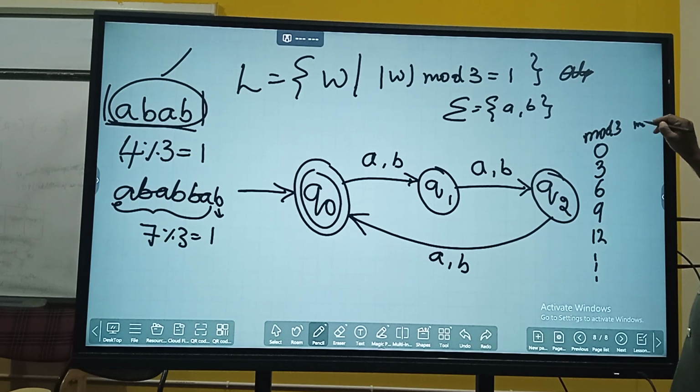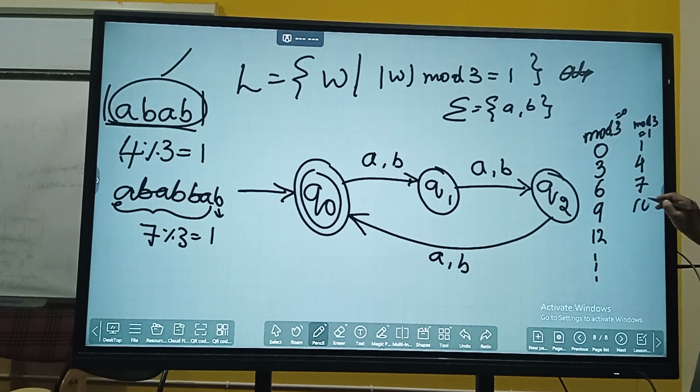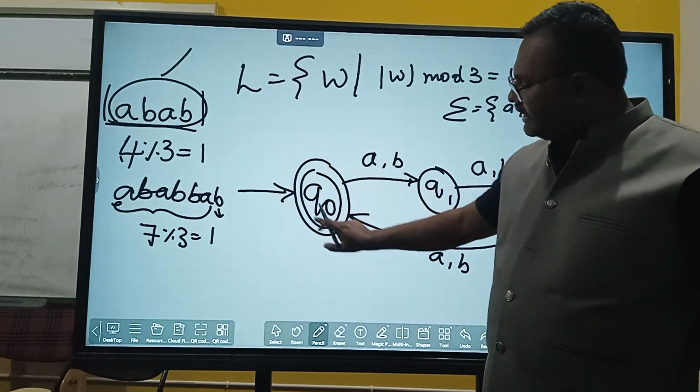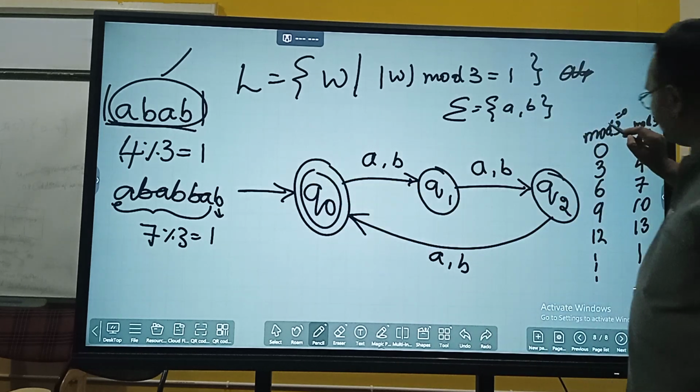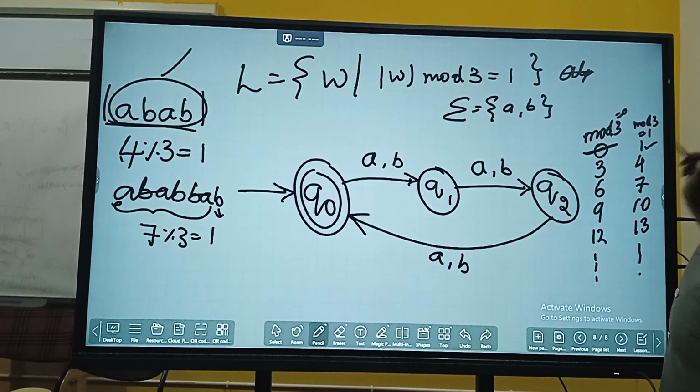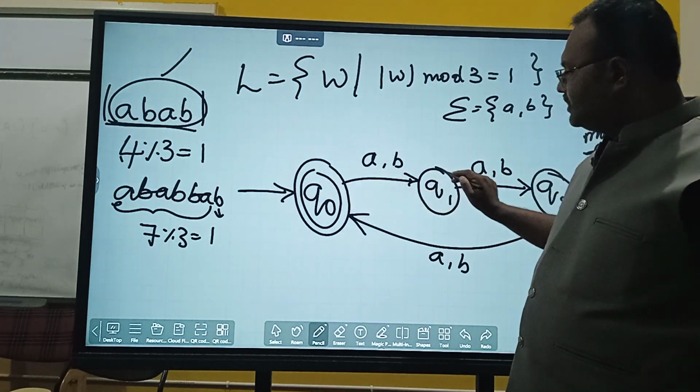If the mod 3 value should become 1 for this problem, this is 0. If it has to become 1, just add 1 to it. That is 1, 4, 7, 10, 13, and so on. Correct? That means whatever the final state that I made for mod 3 0, it was because the starting string length itself was 0. But here, what is the starting string length? 1, no? This final state should be shifted here.